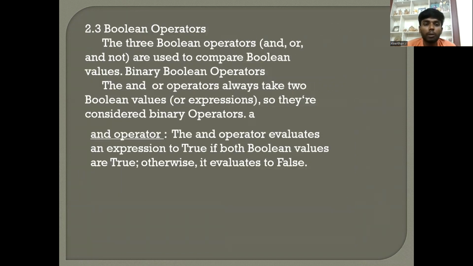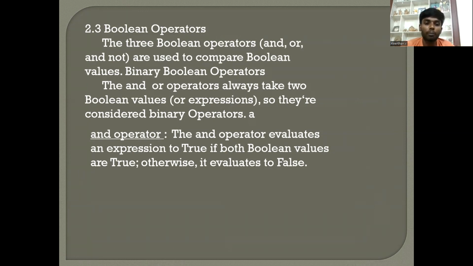Now, what are the Boolean operators? The three Boolean operators, and, or, and not, are used to compare Boolean values. Binary Boolean operators: the and and or operators always take two Boolean values, so they're considered binary operators.